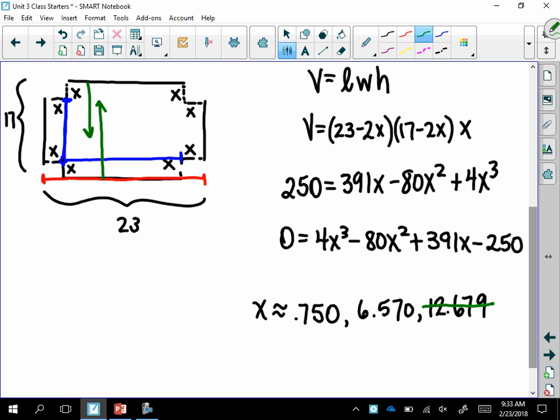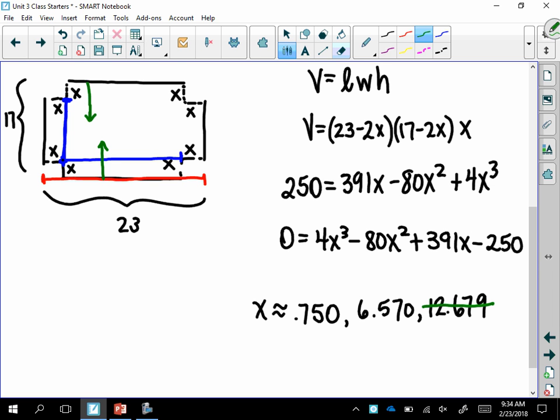So we can eliminate that answer. Even though it would be a zero for this polynomial, in the context of this problem, that's not a possible answer. 6.57 would work, because if I cut in 6 inches, I think I'd still have a box left, right? Or at least I'd have a portion of that width left. In fact, if we cut in 6.57 inches on each side, we're only going to leave about 4 inches. So that's going to be a really skinny but really tall box. But that could have a volume of 250 cubic inches.